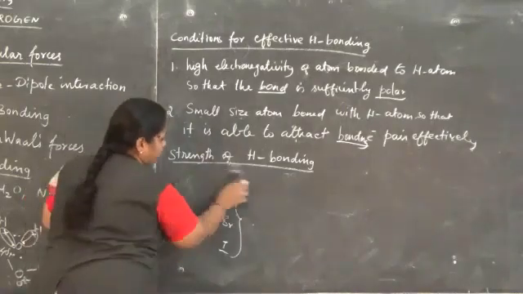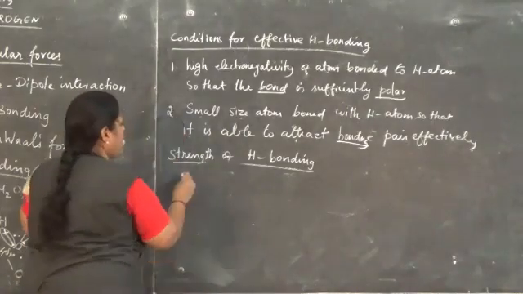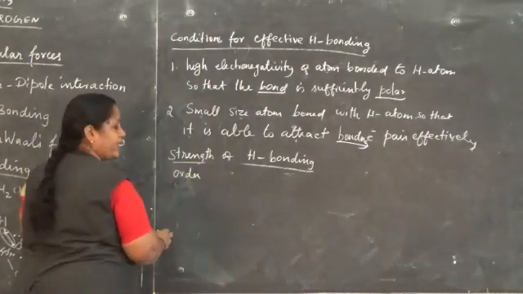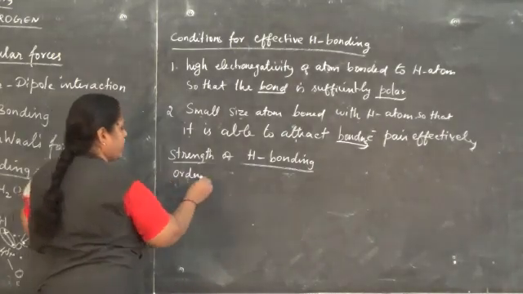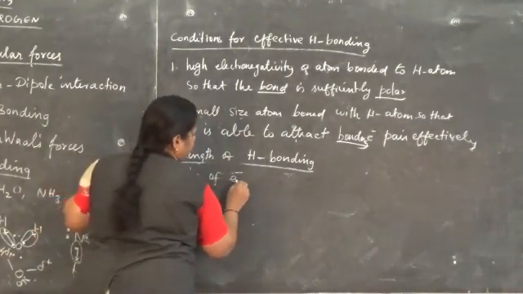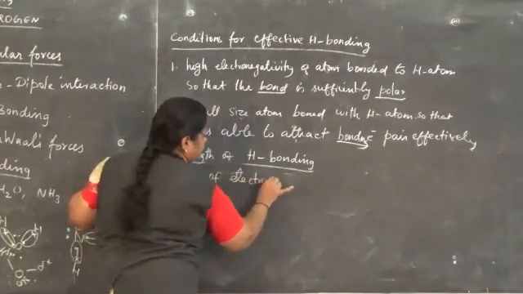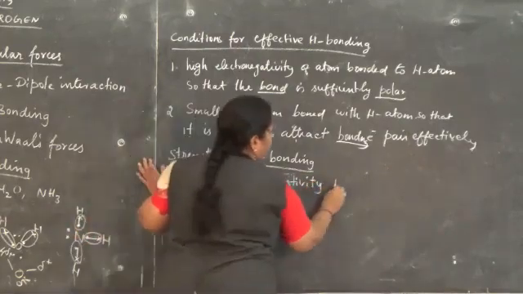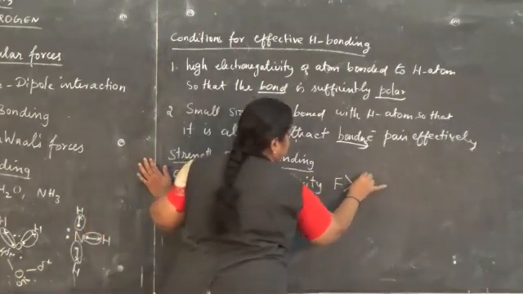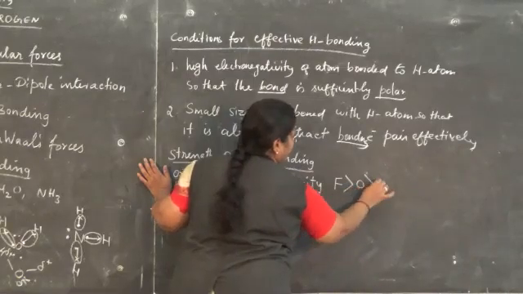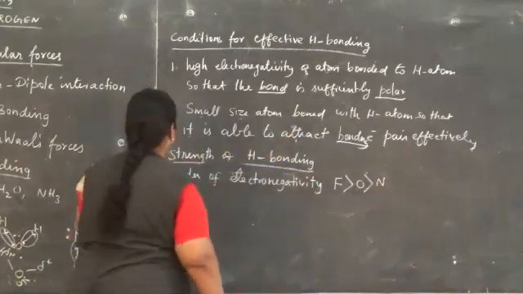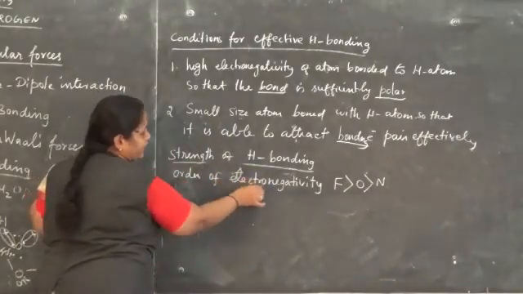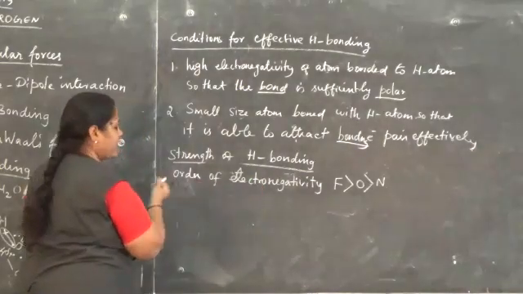Okay, now see the order of electronegativity. I write 3 points here, all these 3 are one more question. Order of electronegativity: fluorine is more electronegative than oxygen. Oxygen is more electronegative than nitrogen. Next, hydrogen bond strength depends upon the nature of the electronegative atom to which hydrogen is covalently bonded.